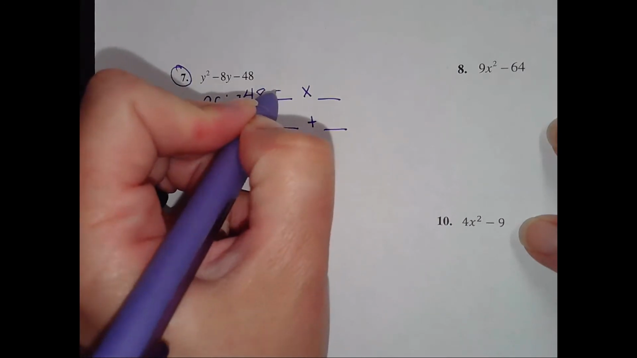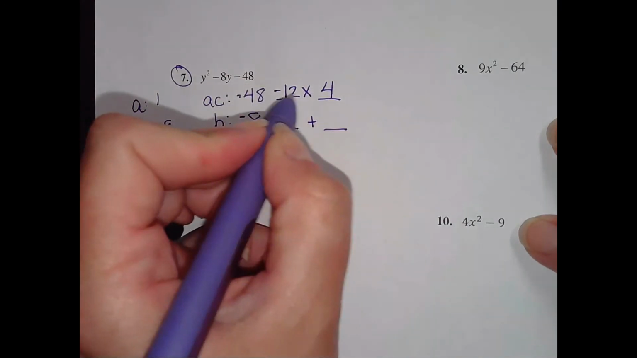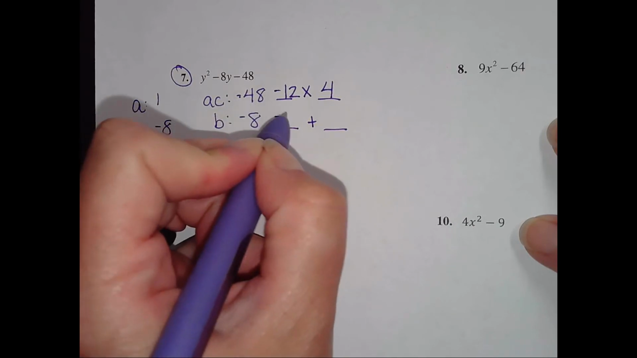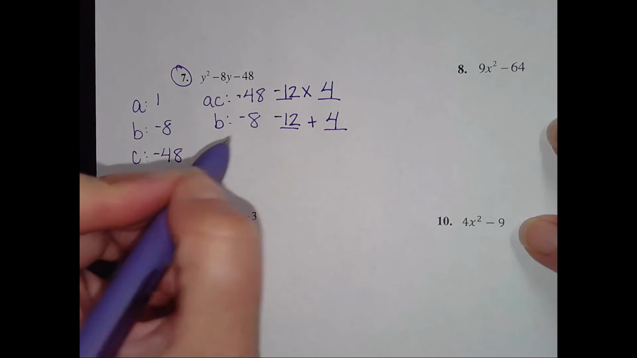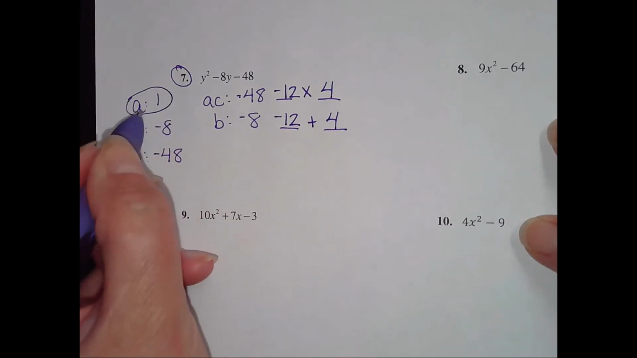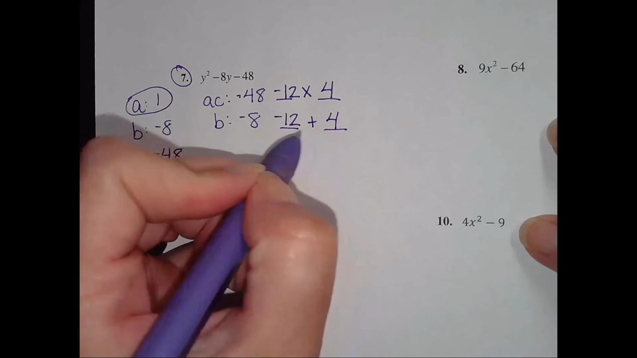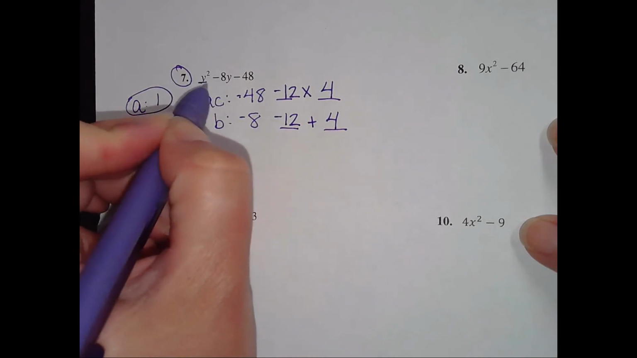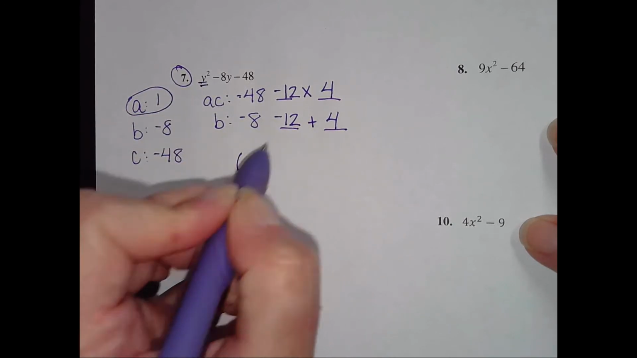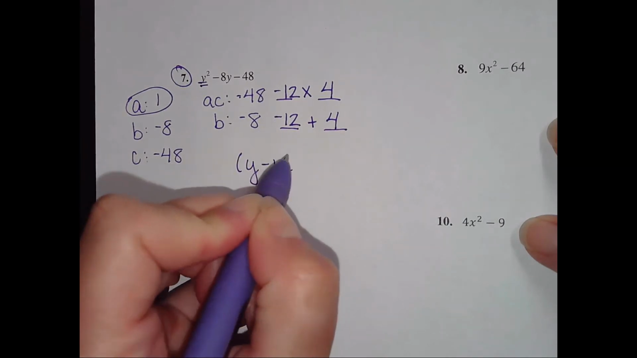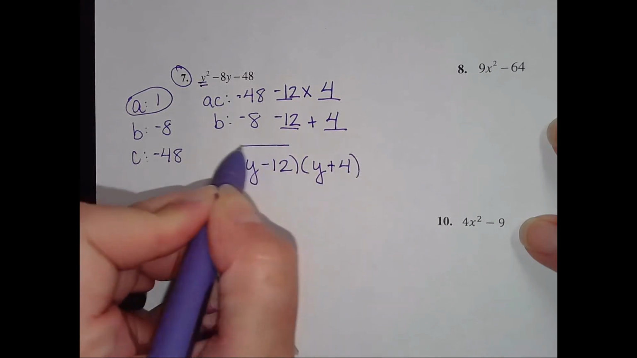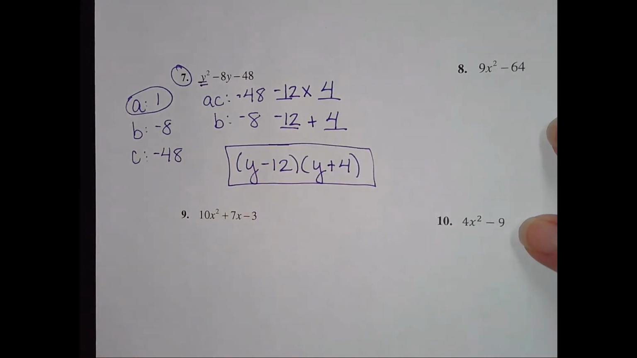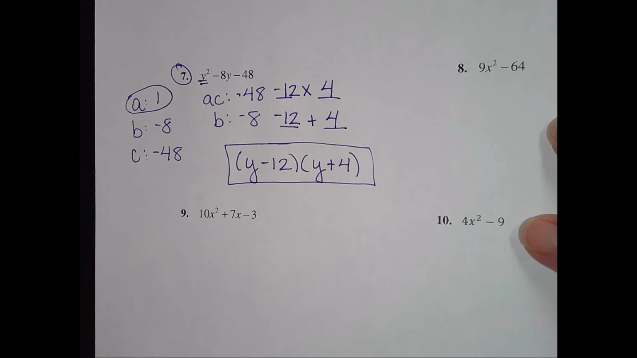Negative 12 and 4. Negative 12 times 4 is negative 48. Negative 12 plus 4 is negative 8. Then I go back over here. A is 1. So this is what I put in my parentheses with the variable. My variable is a y. So I have y, and then I have a minus 12. And then I have a y, and then this is a positive 4. And that's the last one where we can get away without breaking apart that middle term. So any questions there?